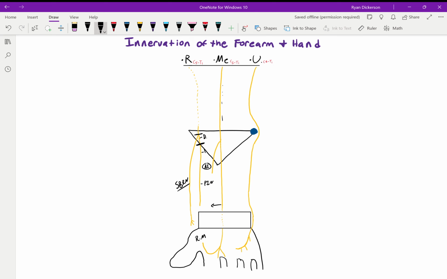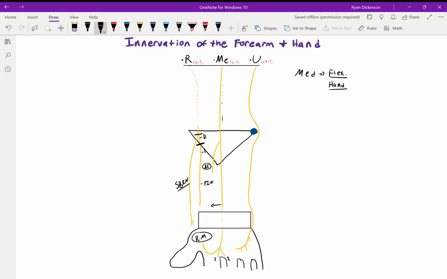Okay, then when we're in the hand, we have the recurrent branch, which is going to be doing all of the muscles of the thenar compartment. And then we're going to have two distal aspects called palmar branches, which are going to do the first and second lumbricals. Okay, and that is all the motor innervation for the median nerve. So big overview for median nerve: the median nerve is going to do most of the motor innervation to the flexor forearm, and then a little bit of motor to the hand as well. So a lot of flexor forearm, little bit of hand.